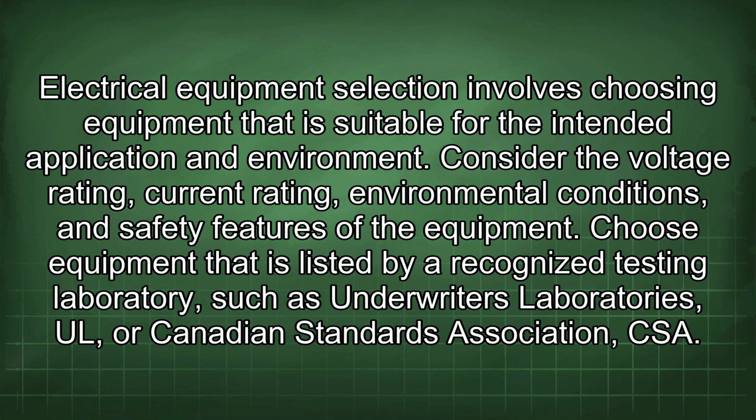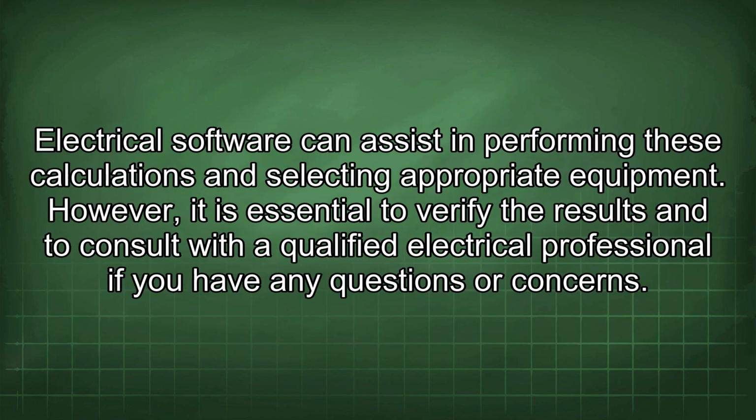Electrical equipment selection involves choosing equipment that is suitable for the intended application and environment. Consider the voltage rating, current rating, environmental conditions, and safety features of the equipment. Choose equipment that is listed by a recognized testing laboratory such as Underwriters Laboratories or Canadian Standards Association (CSA). Electrical software can assist in performing these calculations and selecting appropriate equipment. However, it is essential to verify the results and to consult with a qualified electrical professional if you have any questions or concerns.